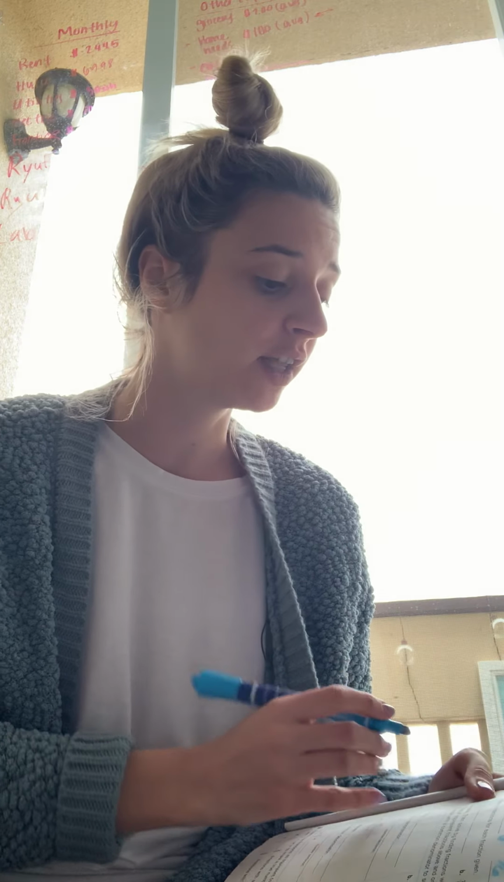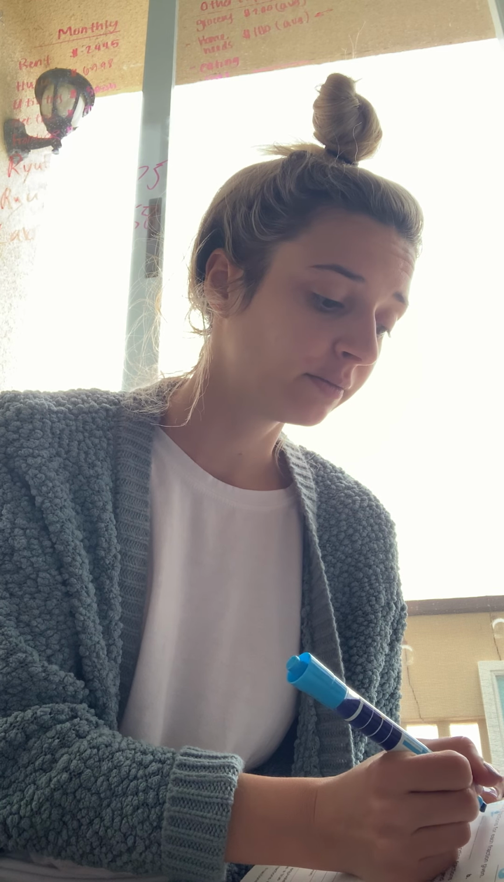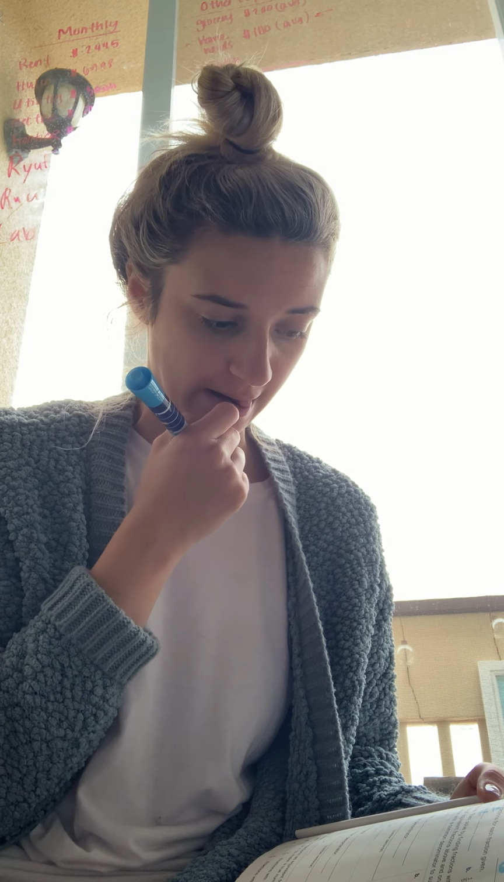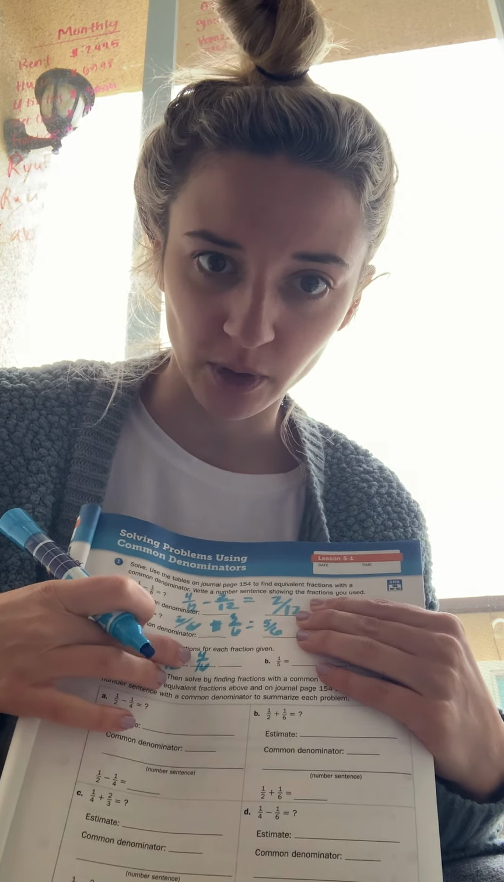So if I wanted to make an equivalent fraction for 1/4, I could multiply the numerator and the denominator by 2, and I would get 2/8. I could also multiply the numerator and the denominator by 3 and get 3/12. What else could we do for 1/4? We could multiply the numerator and the denominator by 4 and get 4/16. So here I have 2/8, 3/12, 4/16.